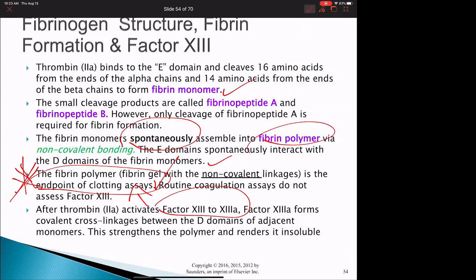Factor 13A, which is activated factor 13, will then form covalent cross linkages between the D domains of the adjacent monomers. And what this does is it strengthens the polymer and it renders it insoluble. So now it becomes a very strong stabilized fibrin clot.